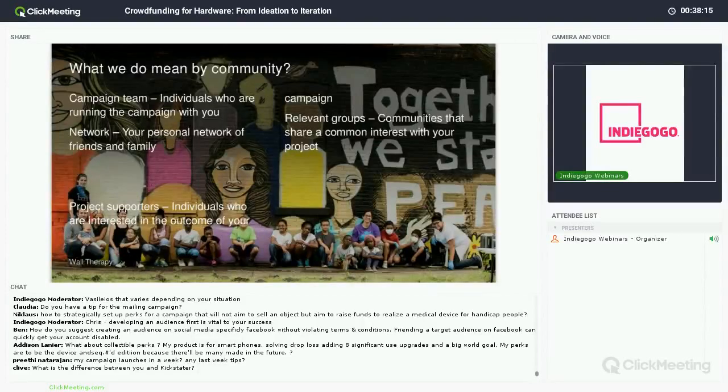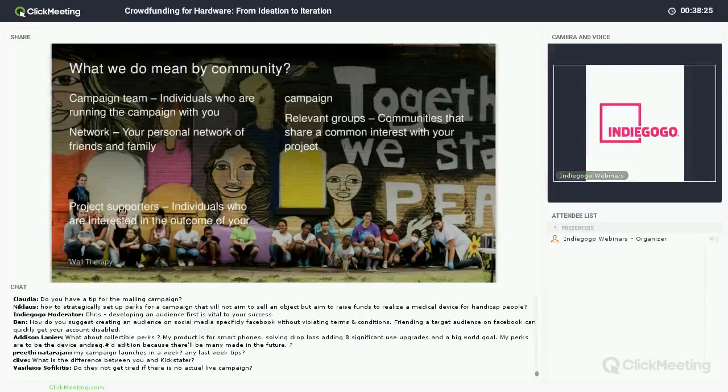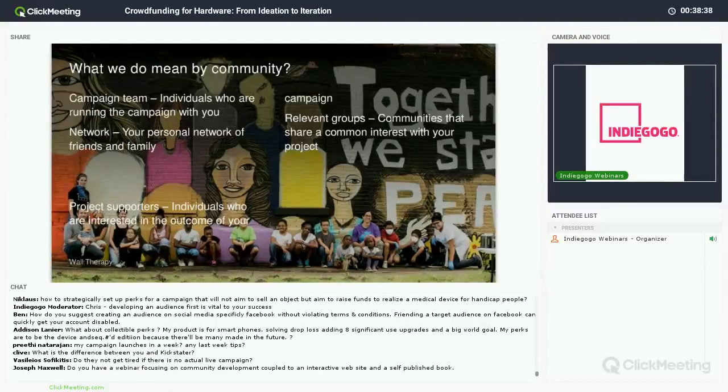There are many different aspects to community. There's your campaign team, right? So there's you and the folks who are going to help you run the campaign, people who are literally on your Indiegogo campaign listed as team members. There's your network, which is family, friends, people who are maybe on your LinkedIn account and that kind of thing. You've got your project supporters. Those are the folks who are going to be contributing to your campaign. Those are your backers, people who are interested in the outcome of your campaign. And then there are relevant groups, communities that share a common interest with your project.